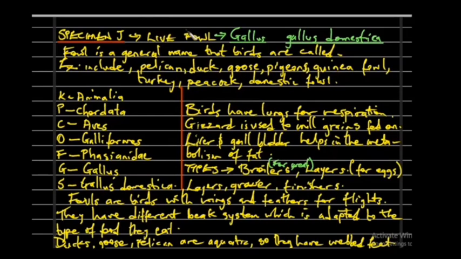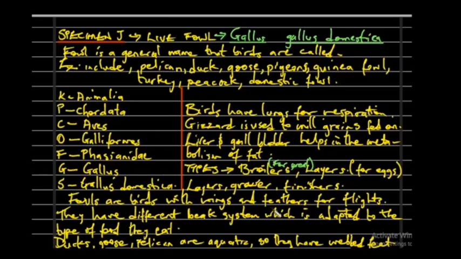So the scientific name of the normal domestic fowl is called the Gallus domestica, because this is its classification here. You can see it. It belongs to the kingdom Animalia. The phylum is Chordata. It is from the class Aves. The order is the Galliformes. The family is the Phasianidae. The genus is Gallus and the species is Gallus domestica.